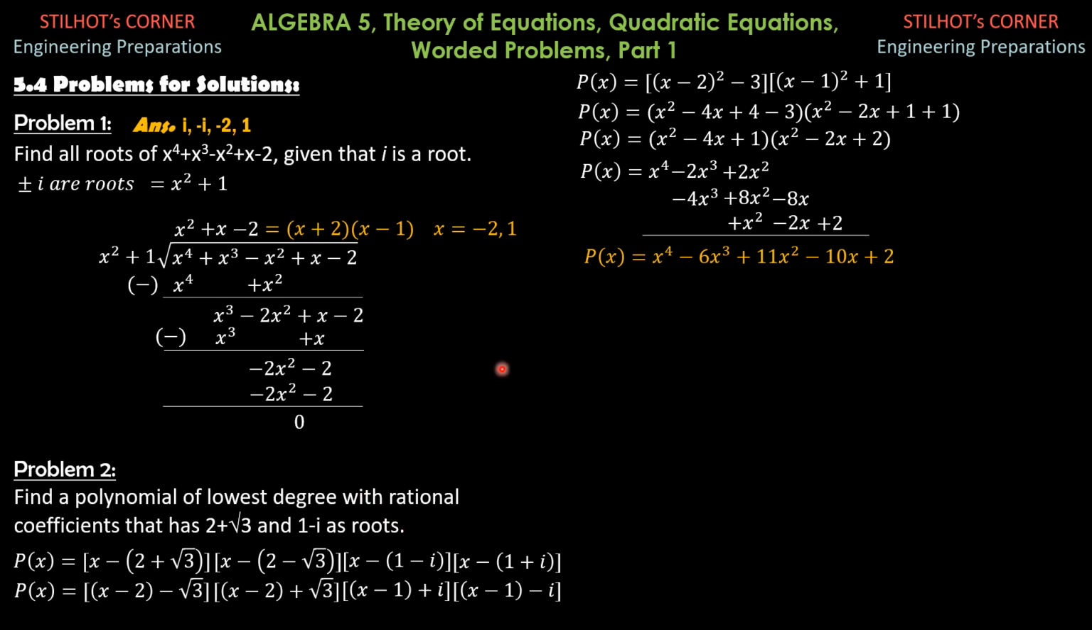So the other roots are correspondingly 2 minus square root of 3 and 1 plus i. So this is the answer.